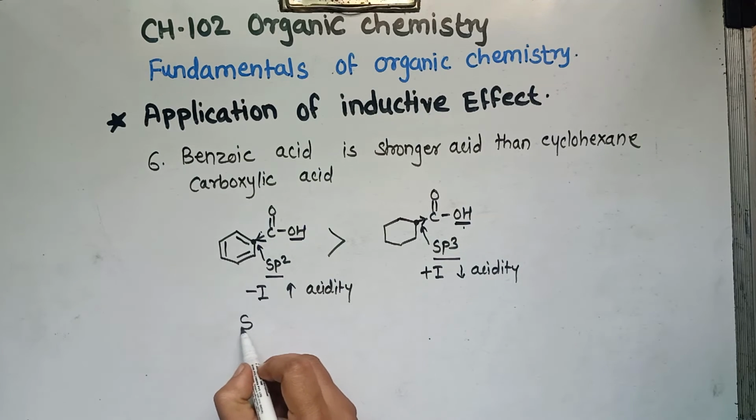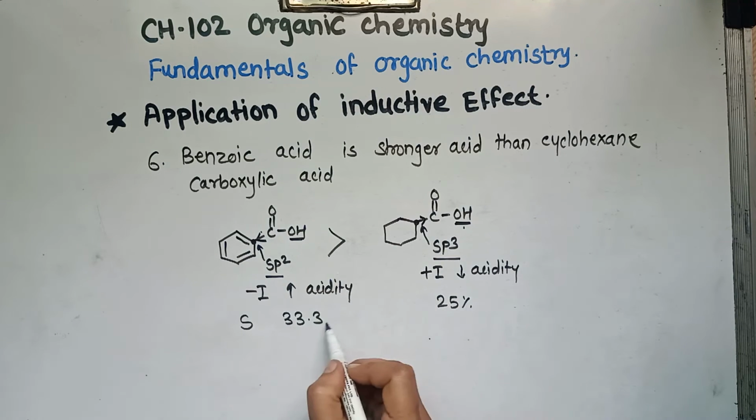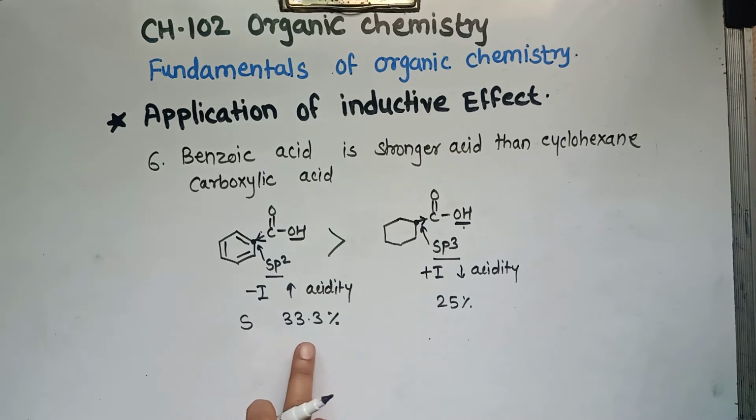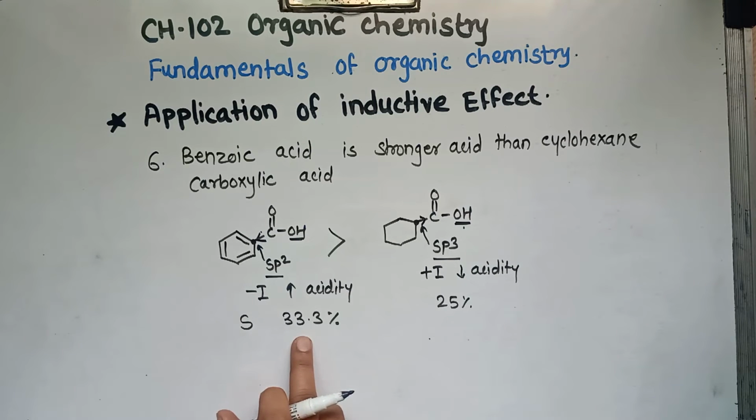One more thing, s character. Here 33.3% and here 25% s character is there. You have studied this s character in 11th and 12th standard. So as the s character increases, minus I effect also increases. As minus I effect increases, acidity also increases. That's why we say that as the s character increases, acidity also increases. So here it shows 33.3, hence it is a stronger acid than cyclohexane carboxylic acid. Okay, so with this we complete the application of inductive effect according to the acidity.